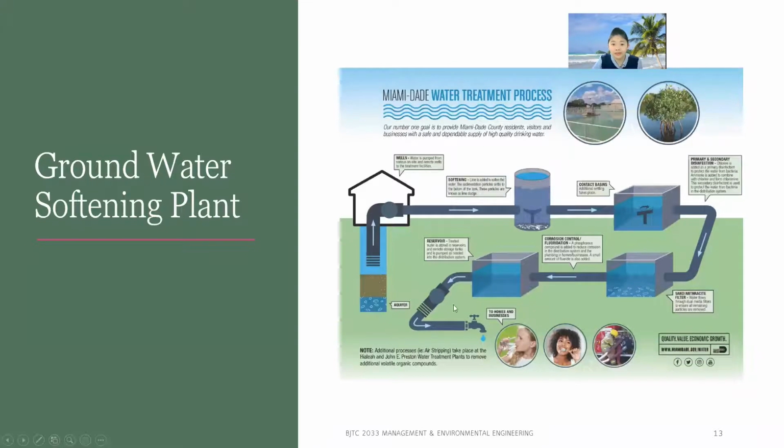Here you can see you are taking the water from the groundwater, which is your well. Then you have the softening, where lime is added to soften the water, and the sediment particles settle to the bottom of the tank. Then we come to the contact basin where we have the aeration. This is to add oxygen, because there is no dissolved oxygen in groundwater. If you remember the characteristic, there is no dissolved oxygen in groundwater. So that's why we need to add oxygen here.